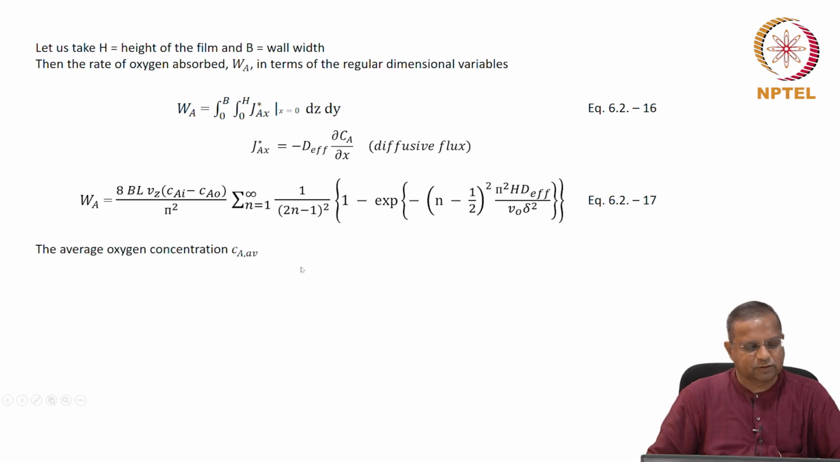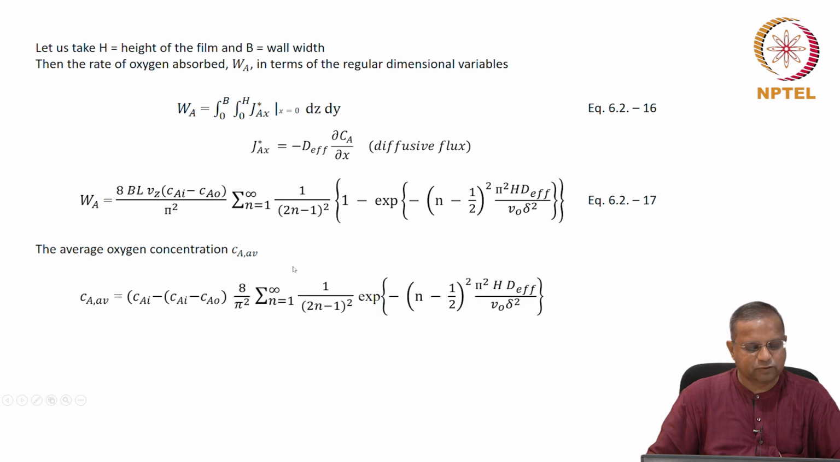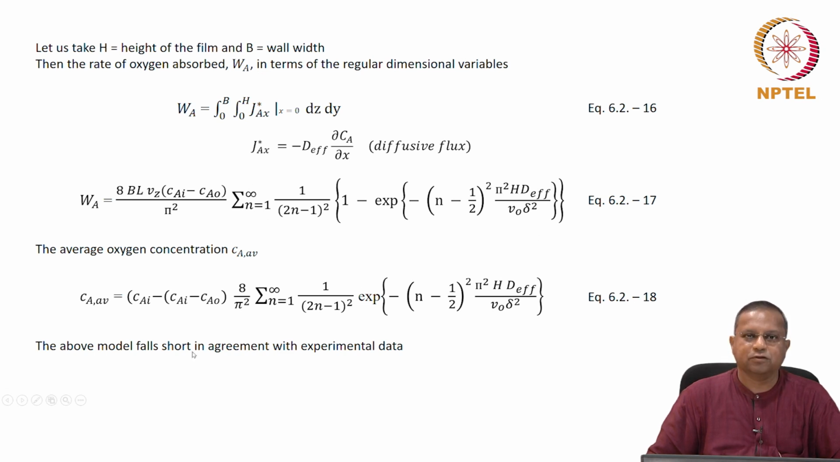However, here, before that, the average oxygen concentration, if you derive an expression, it will turn out to be this. I'll let you read this. CA average would turn out to be this, equation 6.2-18. The model here, the oxygen absorption rate, whatever you get out of this model, it falls short in agreement with experimental data.